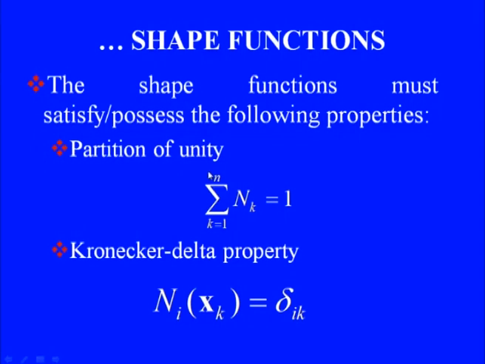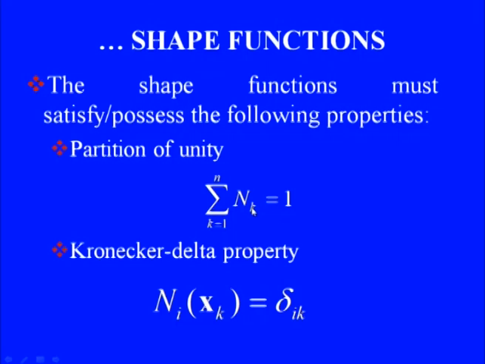But there are some basic properties which our shape functions must satisfy. So, two basic fundamental properties. The first one is called partition of unity, that is, at any point in our domain, if we sum up all the shape functions for that element, so sigma k is equal to 1 to n, N_k, at any point in that element, it should sum up to 1. This property is called partition of unity.